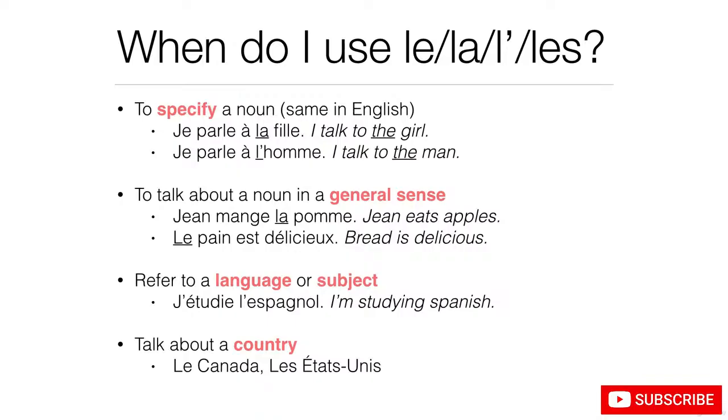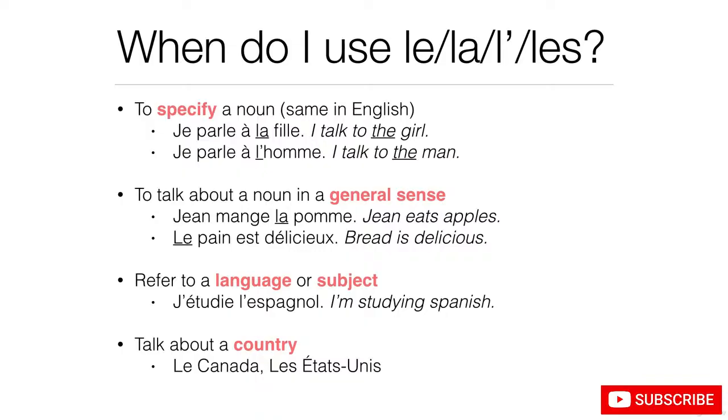So the one that you've probably already made reference to. So for example, je parle à la fille, I speak or I talk to the girl. Je parle à l'homme, I talk to the man. However, here's where it differs from English. When you want to talk about a noun in a general sense, we would do this.